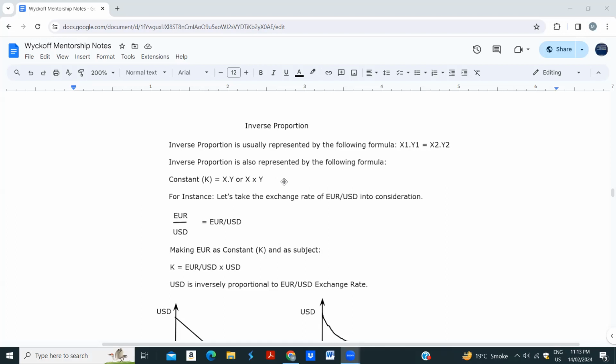We have two formulas here, right? For the currency exchange rate, to determine the relationship between the currency and its exchange rate, we need to use this formula. Constant k is equal to x times y.